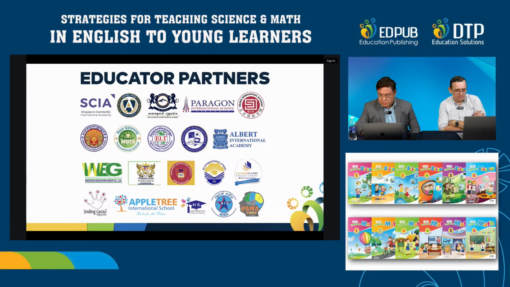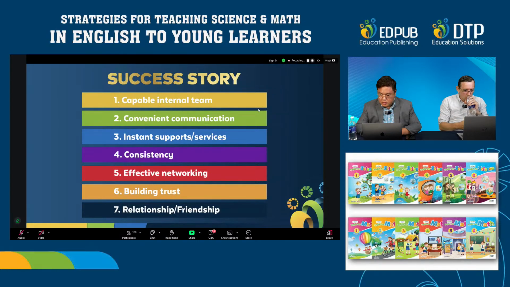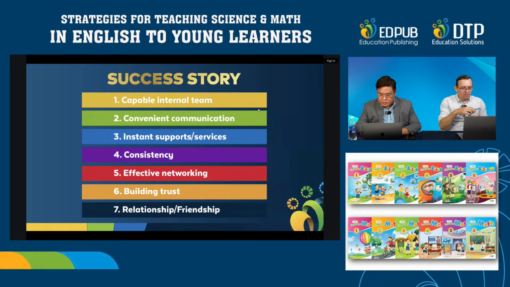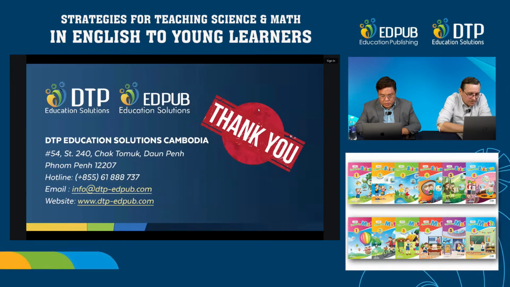Here is a brief look at our customers in Cambodia. We support international schools, bilingual schools, private language schools, and all types of schools from kindergarten to university level. This is our key success story. With our capable internal team, convenient communication, and instant support for services, we consistently support schools and make sure we partner with them in order to grow together. With this, we gain trust and support from schools as well. At the end, I think you might have our contact key in case you have any other questions later on.